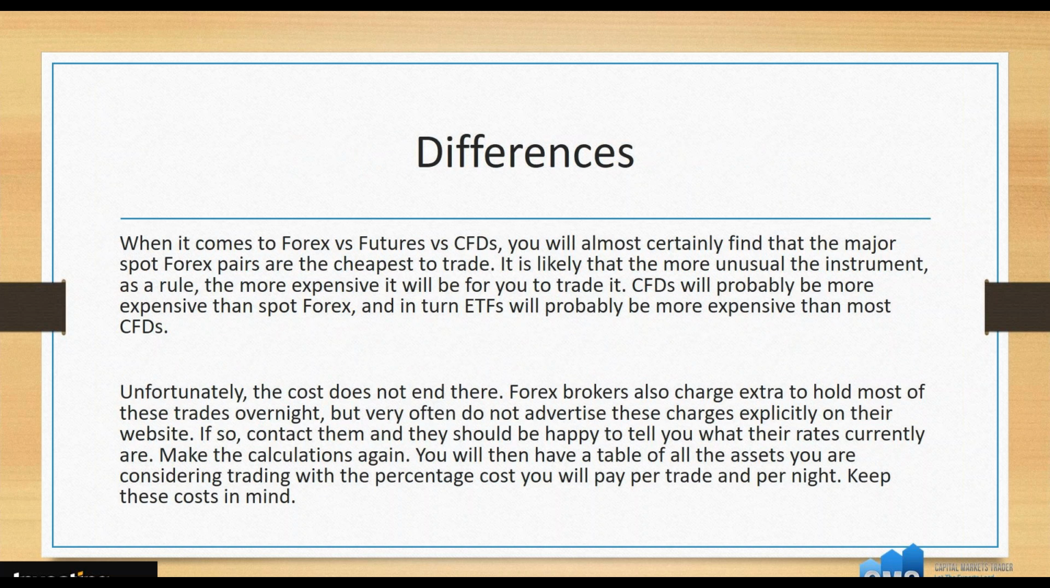But when it comes to Forex versus CFDs versus futures, you will almost find that the major spot Forex pairs are also the cheapest. Now, when you're trading, the more popular the asset is, the less it's going to cost you, and the more liquid it is. And when you're trading CFDs and Forex, there is no technical cost of trading. There's not a commission. It's done through what's called a spread.